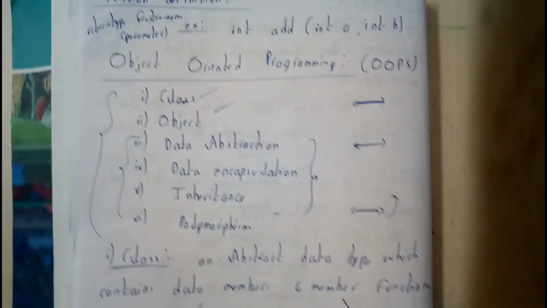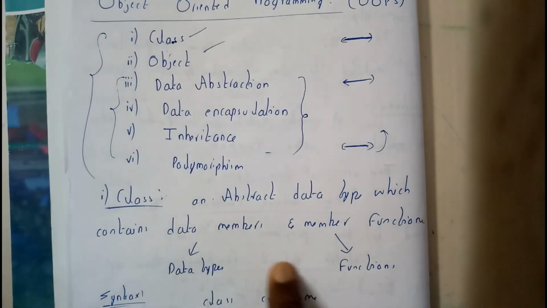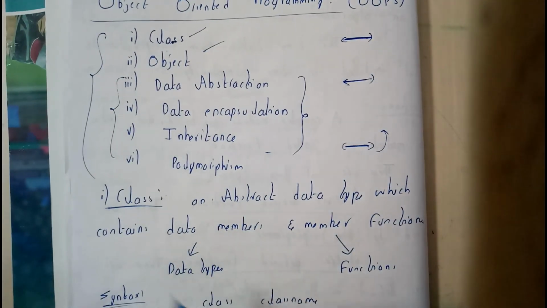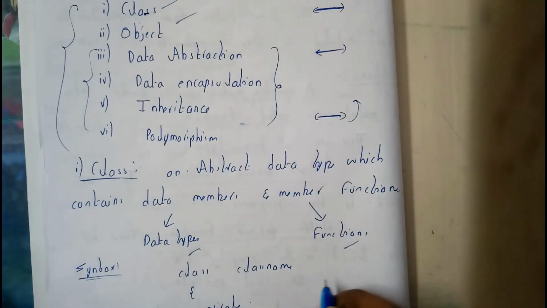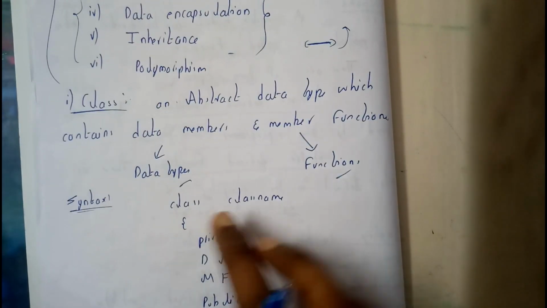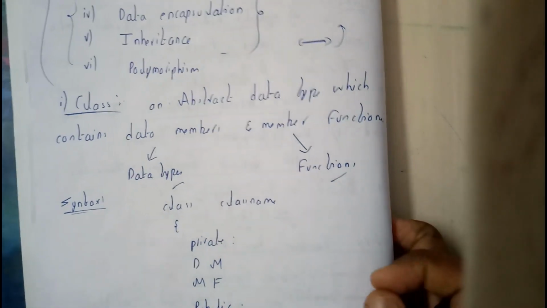So now let us go through some basics. Class is an abstract data type which contains data members and member functions. Data members are nothing but data types. Member functions are nothing but functions. So syntax will be something like this: class, class name. We'll be writing all the parameters, those are nothing but data members and member functions inside them.